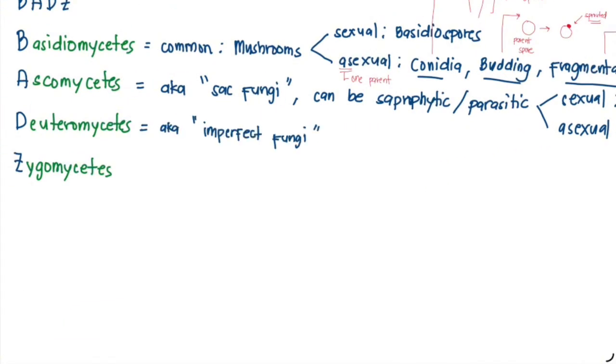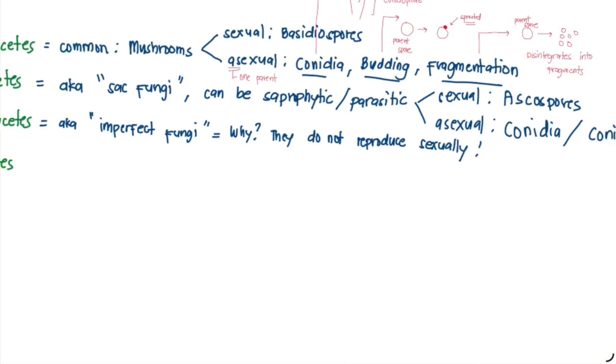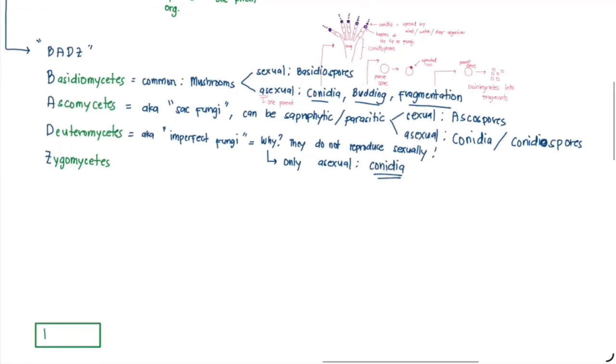Deuteromycetes, aka the imperfect fungi. Bakit siya tinawag na imperfect? Because they do not reproduce sexually. And yun yung kaiba niya sa iba, no? Only asexual reproduction via conidia. Again, which is produced at the tip of the fungi.